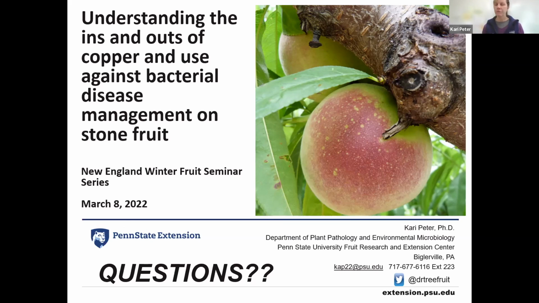Dormant applications definitely help, as far as knocking things back. But as far as using copper to control peach scab, I think it's on the weaker side.